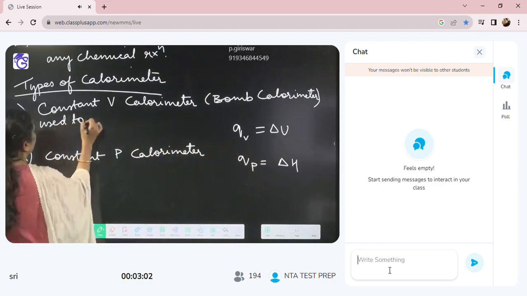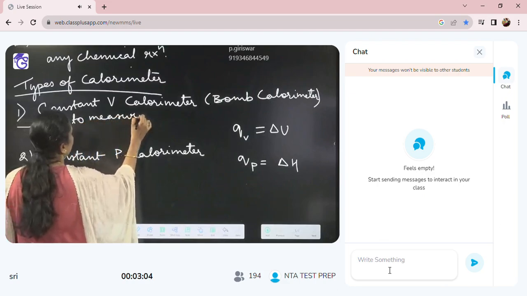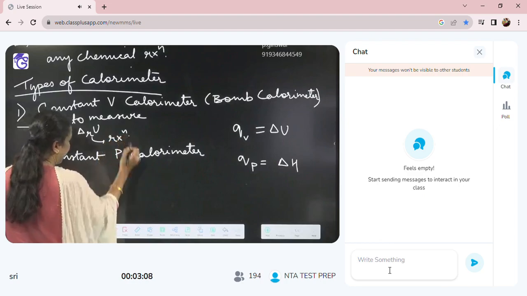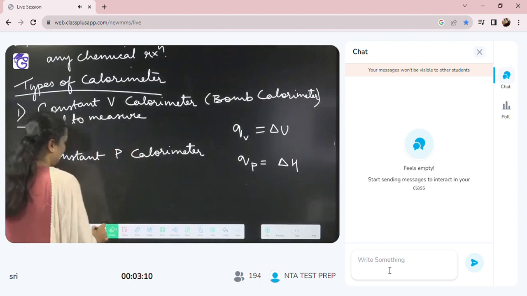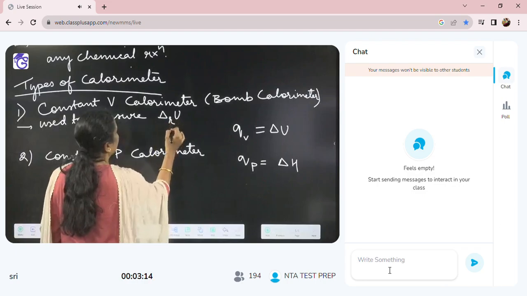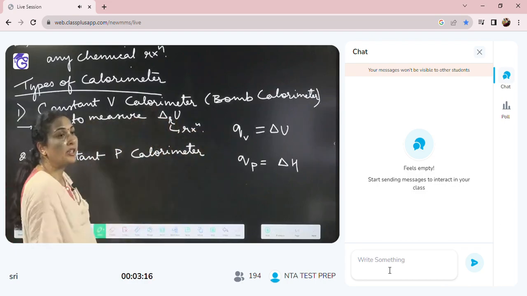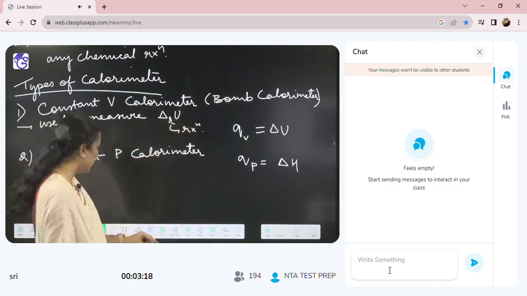Used to measure delta U of any reaction. R stands for reaction. In fact, I'll write it down here. Delta U for any reaction. So you should understand it like this: the internal energy change for a reaction, right? That's what we are measuring here.